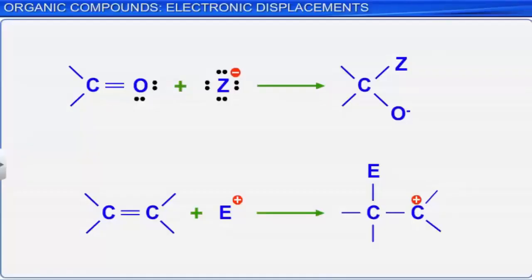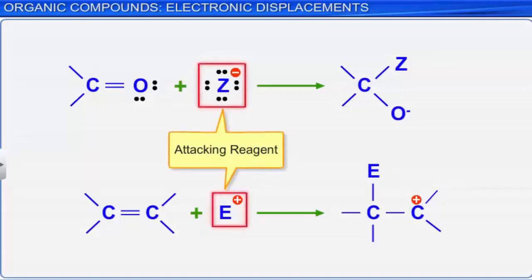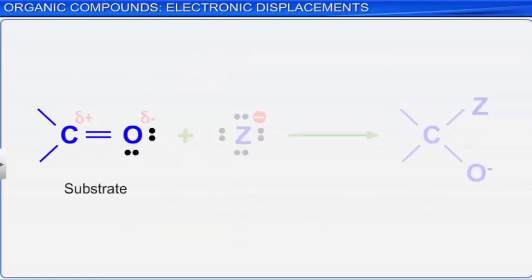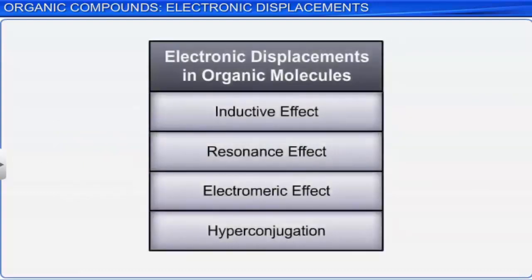You have already learned that most of the attacking reagents carry either a positive or a negative charge. Hence, for a reaction to take place on the substrate, it must possess oppositely charged centers. This is made possible by the partial or complete displacement of the bonding electrons. The factors which influence the electron density in the substrate are inductive effect, resonance effect, electromeric effect, and hyperconjugation. Let's understand each type one by one.